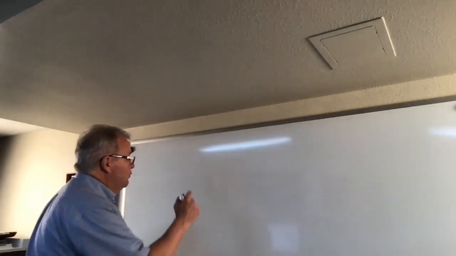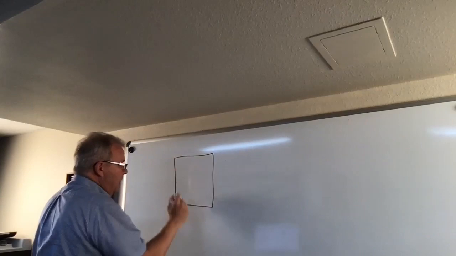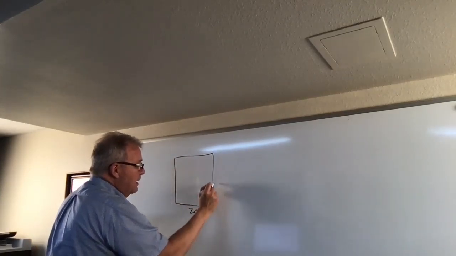Let's take a look at this, on the live shot here. The first question is, Cindy owns a vacant lot that measures 200 by 225. So we have a vacant lot and it measures 200 by 225.